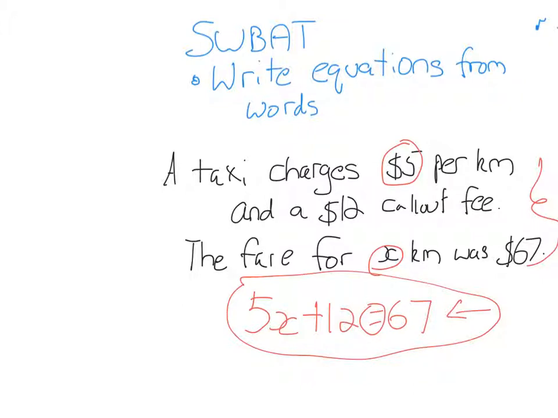Now, most of you probably can figure out what x is. You can probably figure out how many kilometres this person travelled. However, we're not up to solving yet. If you can do it, that's fantastic, but don't worry if you can't. All you need to be able to do is write equations from words. So again, take the information and just write the same information with mathematical symbols, getting rid of anything that doesn't matter.